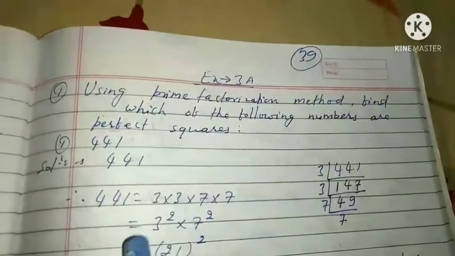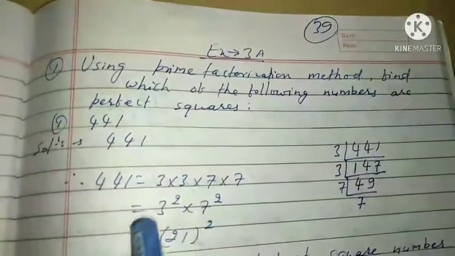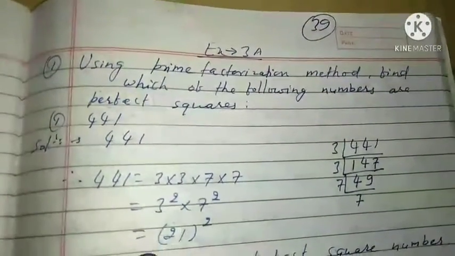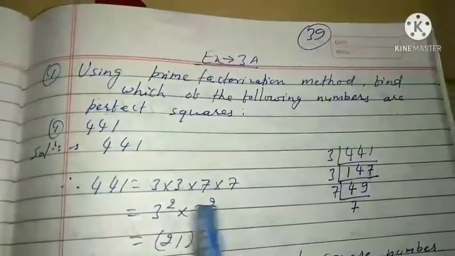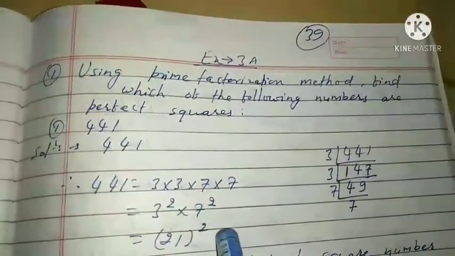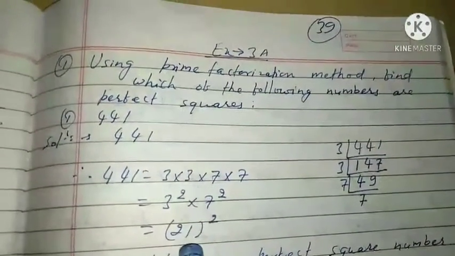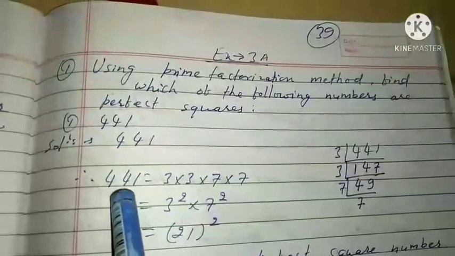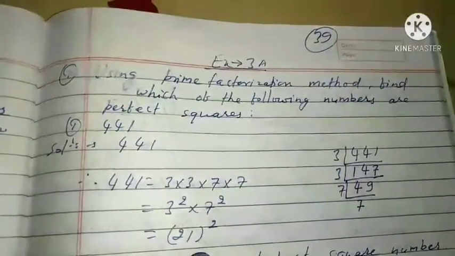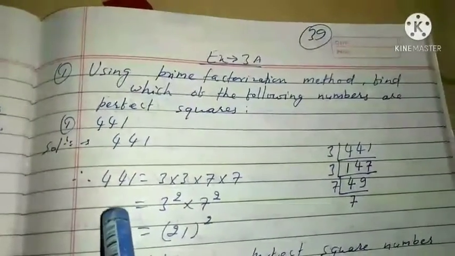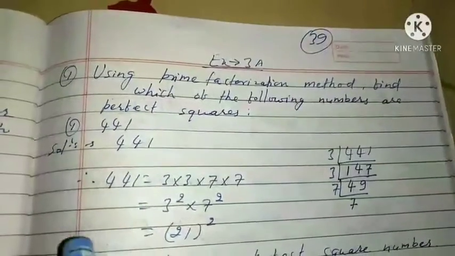It means 3 into 3 can be written as 3 square and 7 into 7 can be written as 7 square. This can also be written as (7 into 3) power 2, because when bases are different and powers are the same, we can simply multiply the bases by keeping the same power. So this will give you 21. Now you can see that this 441 is a square number, because when we multiply 21 with 21, the result is 441. So this proves that this is a square number or a perfect square number. Okay.